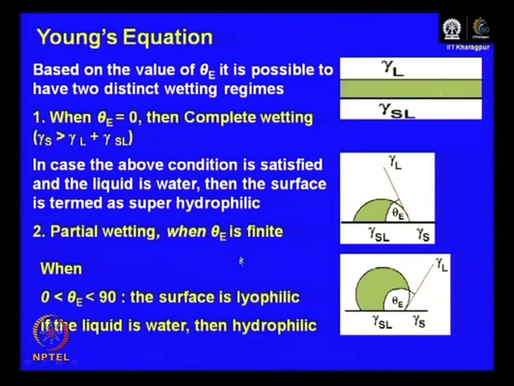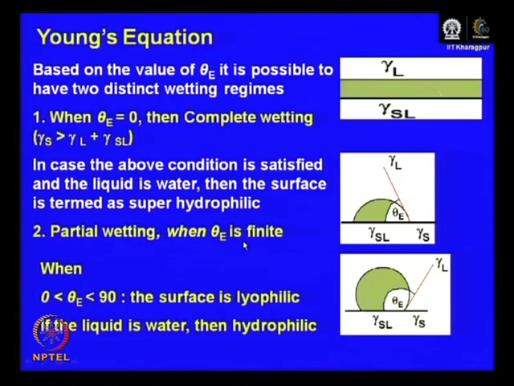In contrast, when theta e is non-zero, that is, it is finite, then you have partial wetting. But even in partial wetting, as you can see from these two figures, you can have two slightly distinct scenarios. What is the difference between these two figures? Both of them refer to partial wetting, in contrast to this figure which refers to complete wetting. However, in this particular case, theta e is acute, which means it lies between 0 and 90. In this case, theta e is obtuse, that is, it lies between 90 and 180.